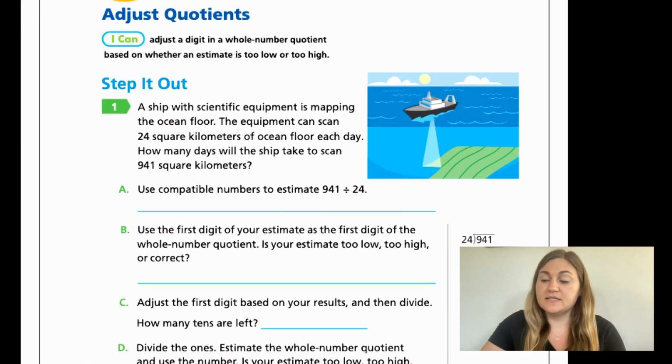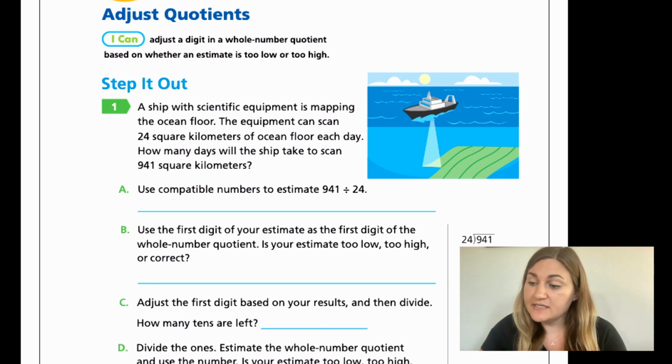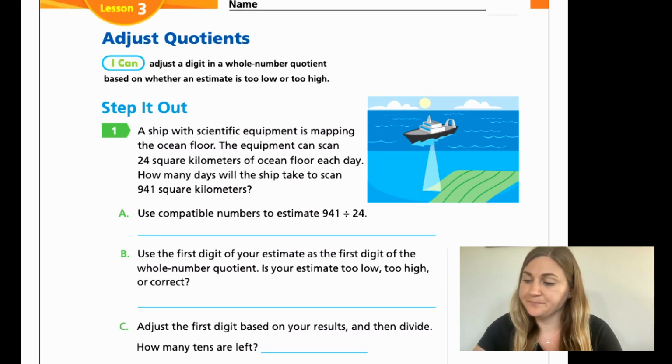Now, jumping in to step it out, this is the only problem I'm going to be doing for today. It starts out with a word problem that reads, a ship with scientific equipment is mapping the ocean floor. The equipment can scan 24 square kilometers of ocean floor each day. How many days will the ship take to scan 941 square kilometers?